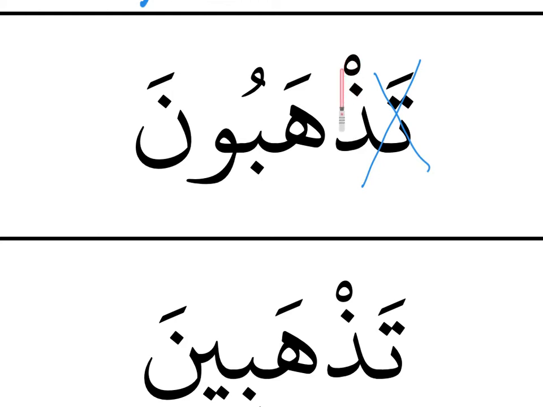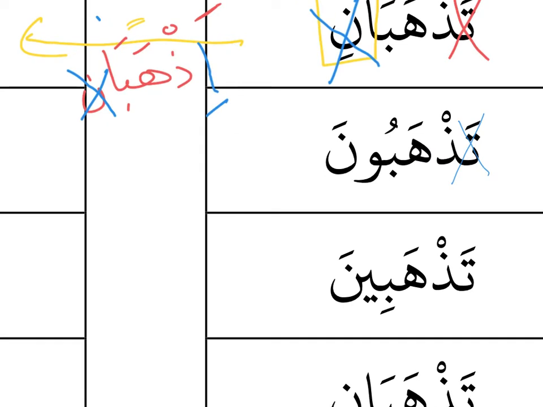Next, after you have removed the ta, you look at the verb. Now the verb starts with a sukun. What do you need to do? You have to add an alif. So now the new word is alif, zal, ha, ba, waw, and nun. Right? After you remove the ta and replace the ta with alif. Okay, that is the second step.